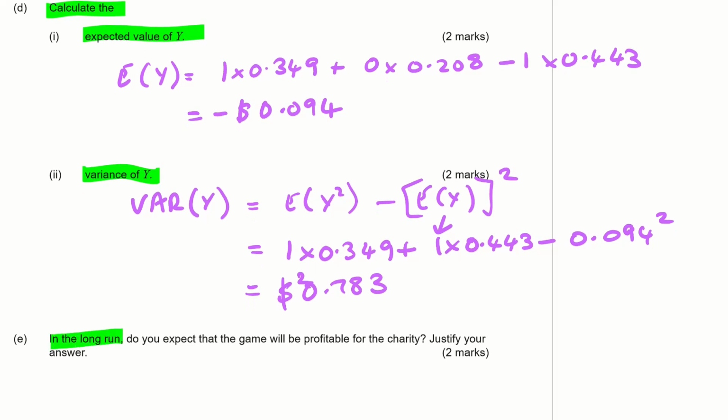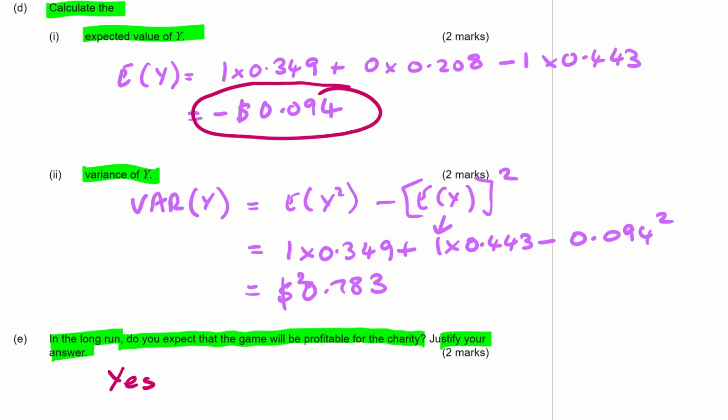In the long run, do we expect the game will be profitable for the charity? Justify your answer. Well, the answer is yes, and we need to justify. Well, if we look at the expectation for the player, it is negative, and therefore the player is losing, which means the charity is winning.